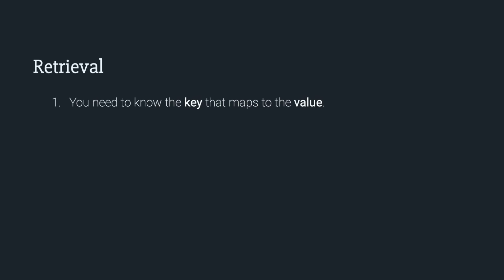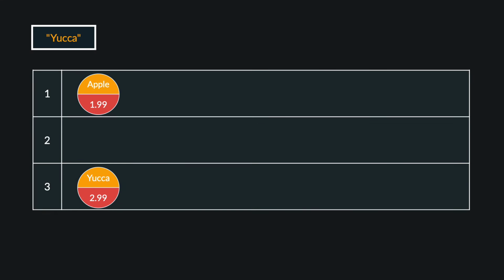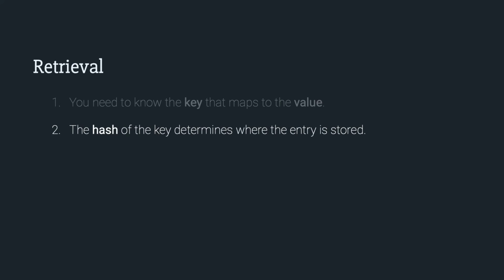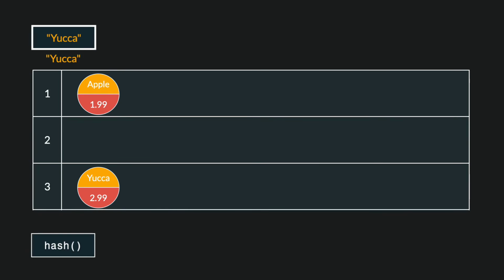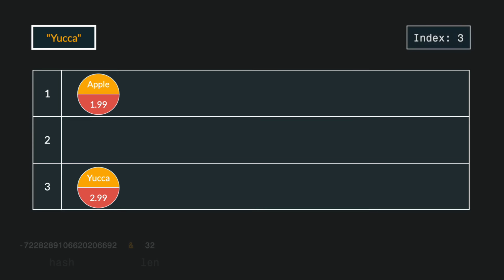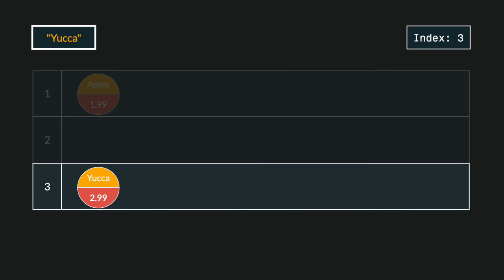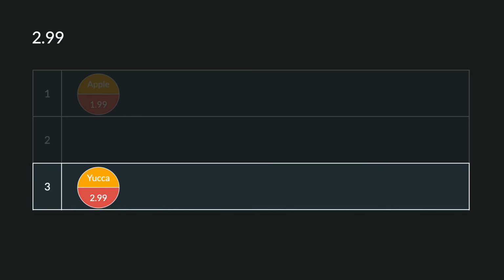In order to retrieve data, you need to know the key that maps to the value that you're interested in. For instance, by passing in the key for yucca, the goal is to retrieve its price value. And you'll remember that the hash of a key determines where the entry is stored. The key gets processed by a hash function to produce a unique value known as a hash. The bitwise AND operation between the hash and the length of the array determine the index where the entry is stored. We found the bucket that yucca is in. The first node inside the index matches the key yucca, so we can return its value.